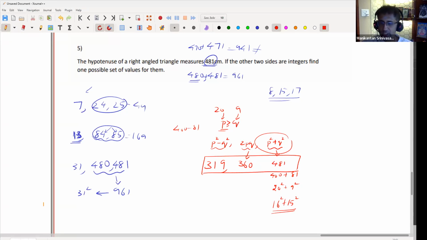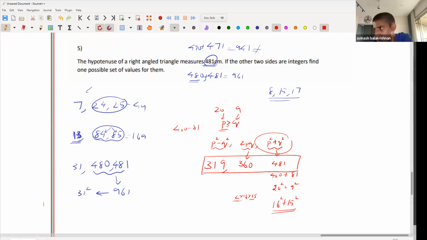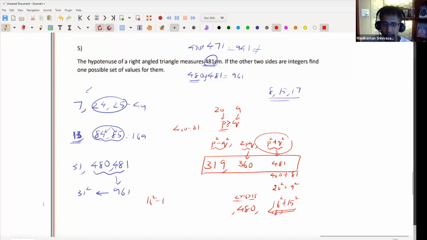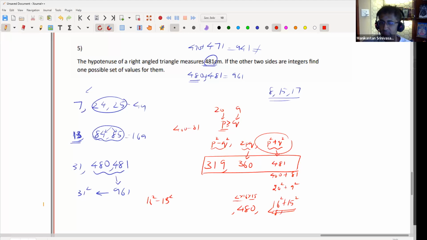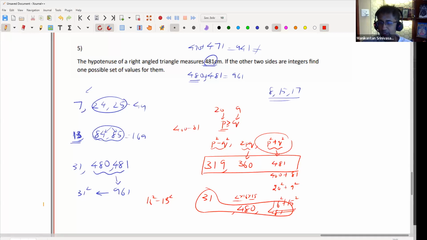So what is 2 into 16 into 15? 2 into 15 is 30, 30 times 16 is 480. So this is 481, and 16 square minus 15 square, I can do 16 plus 15 times 16 minus 15, which is easy, right? 31. And that's the triplet, right? So there are 2 triplets ending in 481, at least 2. Maybe there are more, but who knows?